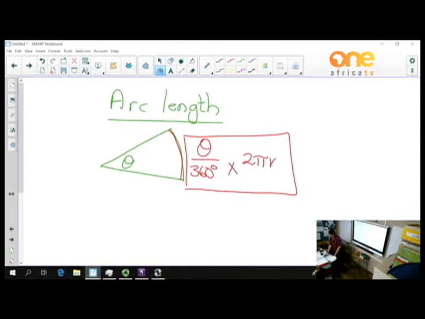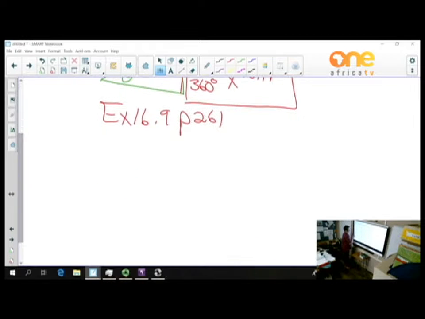Okay, so let's look in the textbooks. This is on page 260. There are examples, and we're going to do exercise 16.9, page 261. Right, so let's look at this one. For each of the following, give the length of the arc to one decimal place. O is the center of the circle.